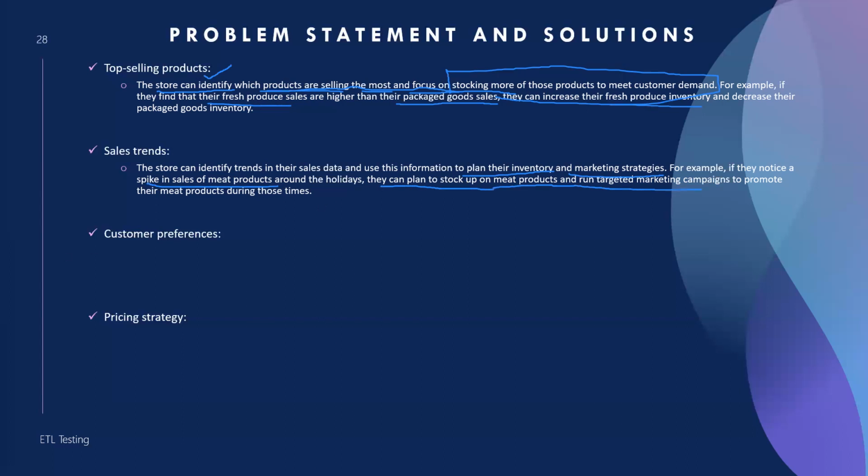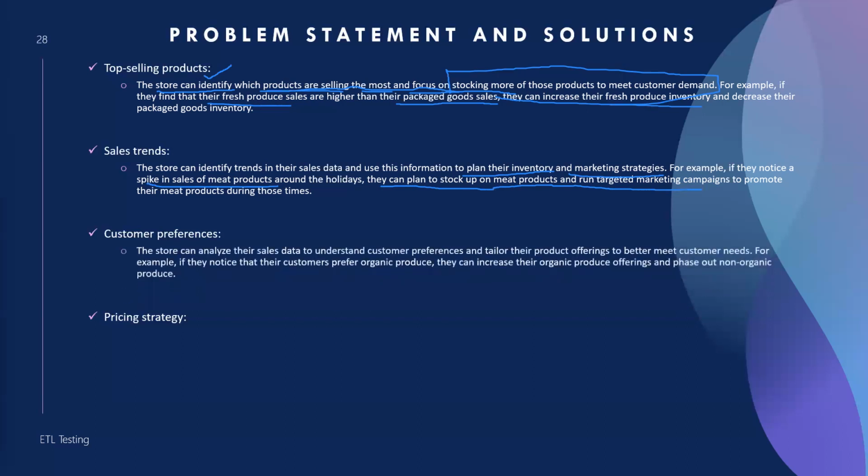Because in the weekends, there will be a lot of demand for the meat product. Same, the next question, the customer preference, right? So they can analyze what generally customers are looking for. For example, if they notice that their customers basically prefer organic foods, they will increase the organic product offerings.